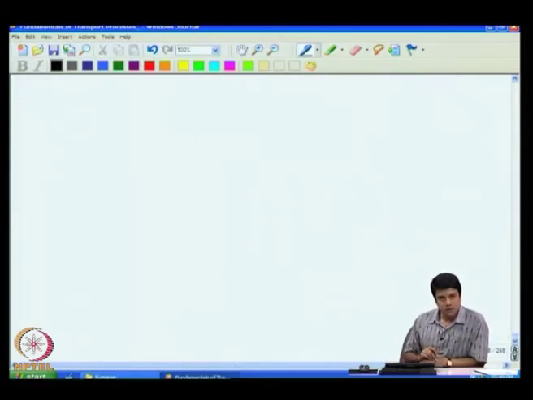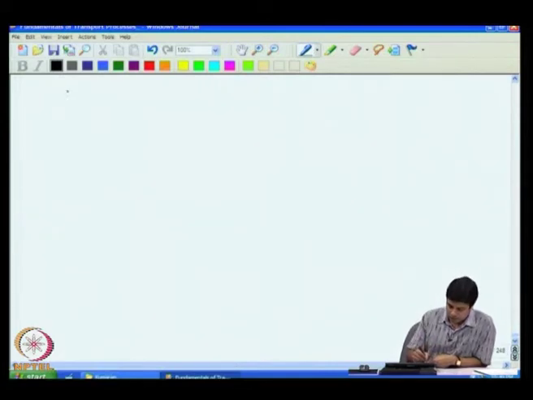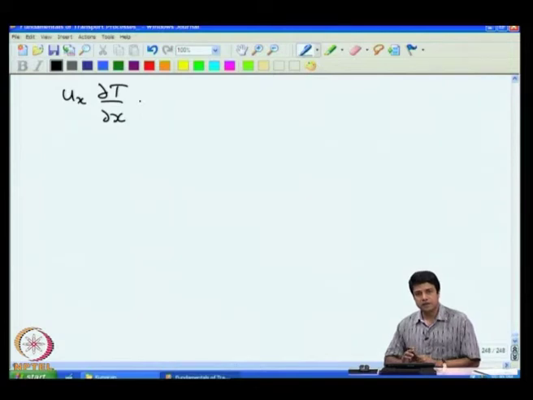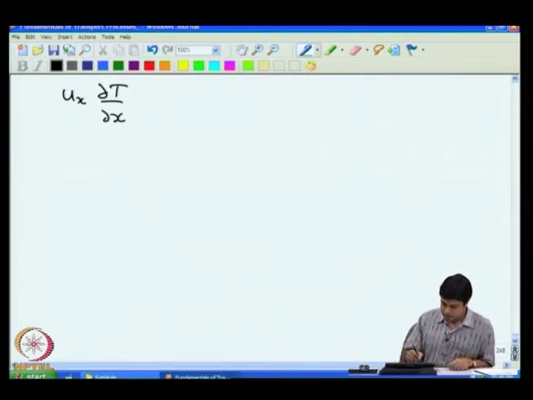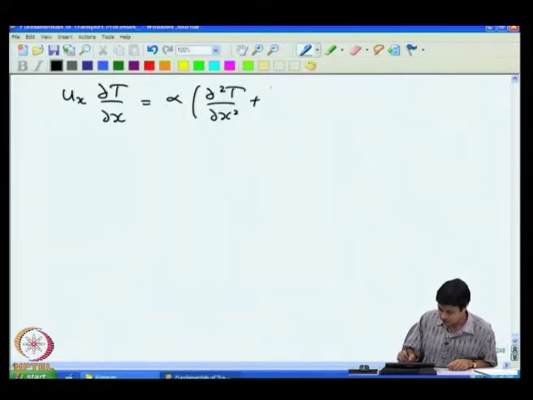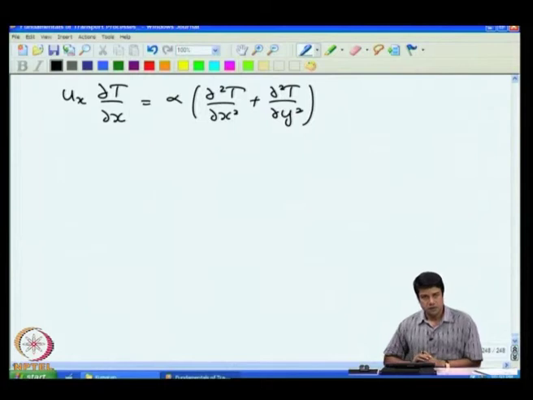So, with this my conservation equation would become u x partial T by partial x, where u x is independent of x, so I can take it out of the differentiation, plus u y times partial T by partial y, but u y is equal to 0, is equal to alpha into partial square T by partial x square plus partial square T by partial y square. So, this is the convection diffusion equation for the steady case where there is a velocity only in the x direction.